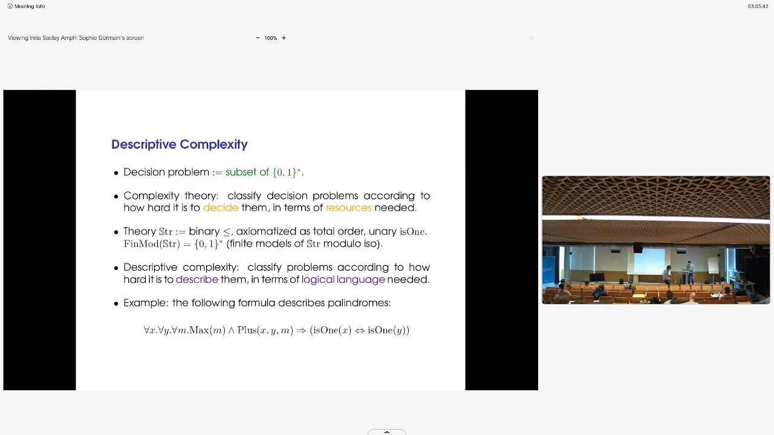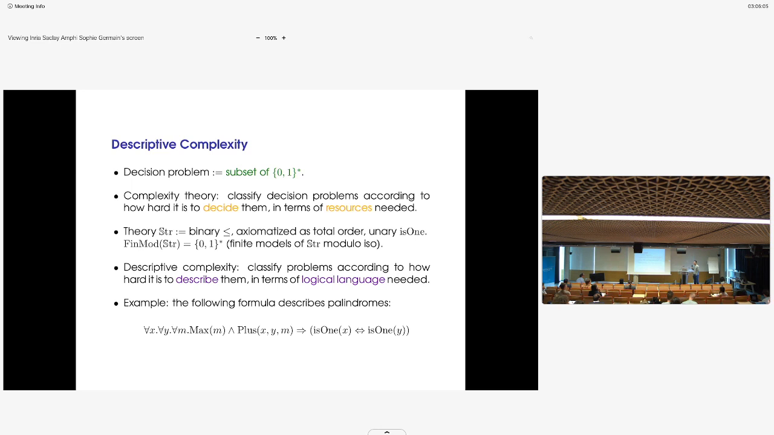Okay, so I'm going to start right away because we're already more than 10 minutes late. Don't worry. So first, a very brief introduction to what descriptive complexity is, because maybe not everyone in this room knows about that.